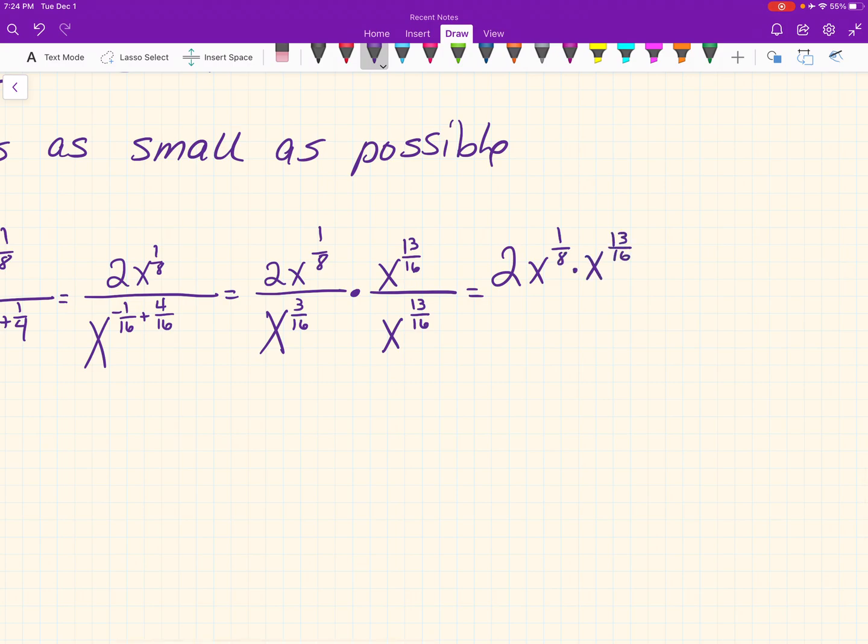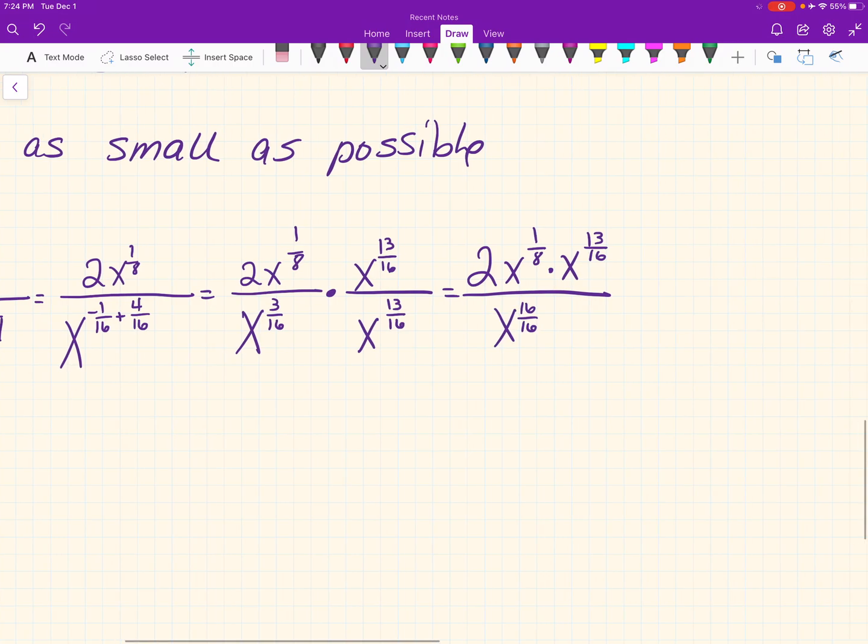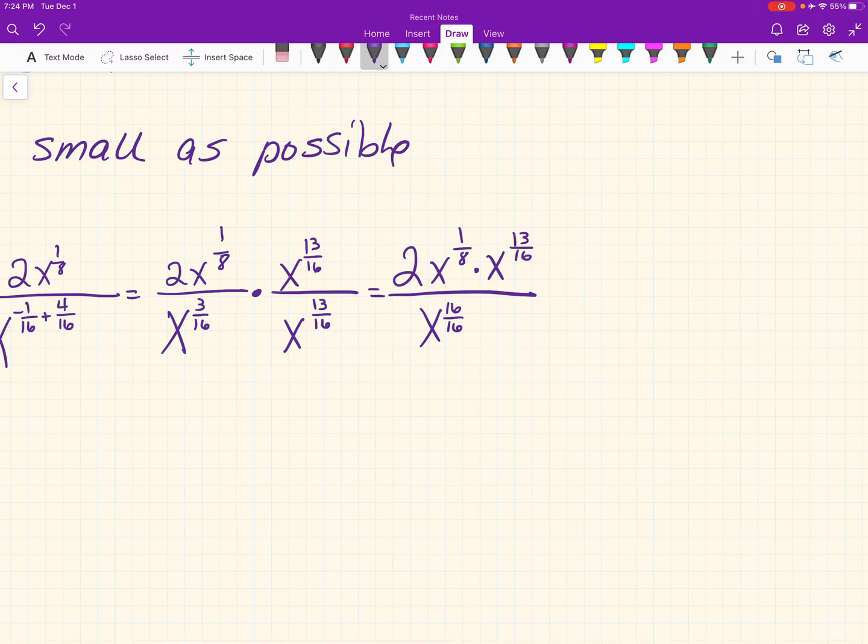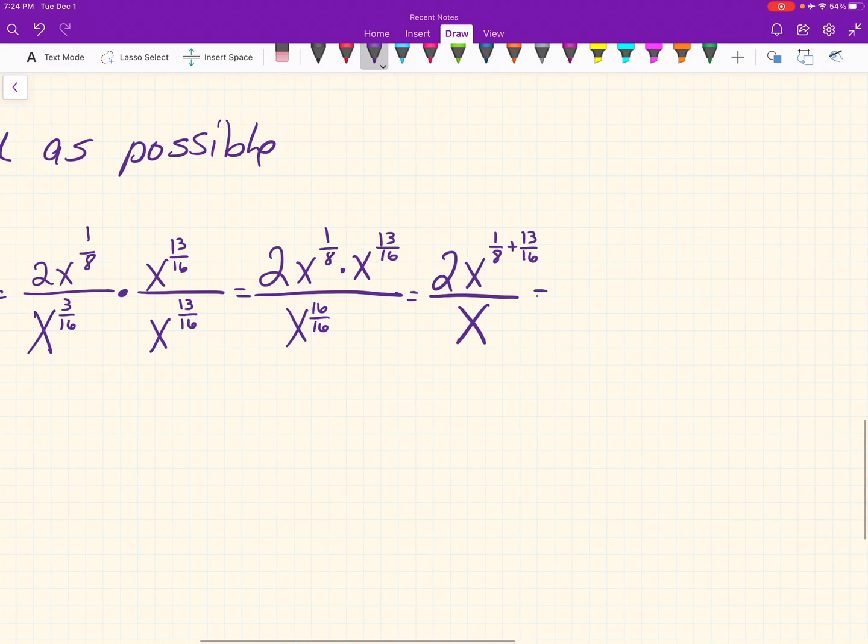Now what do I have on the bottom? I have x to the 16/16, right? Because 3/16 and 13/16 is x to the 16/16. So that's good. We're really just having x here. Now in the numerator, we want to add those exponents, so we need a common denominator. So we have 1/8 plus 13/16. Our common denominator here is going to be 16.